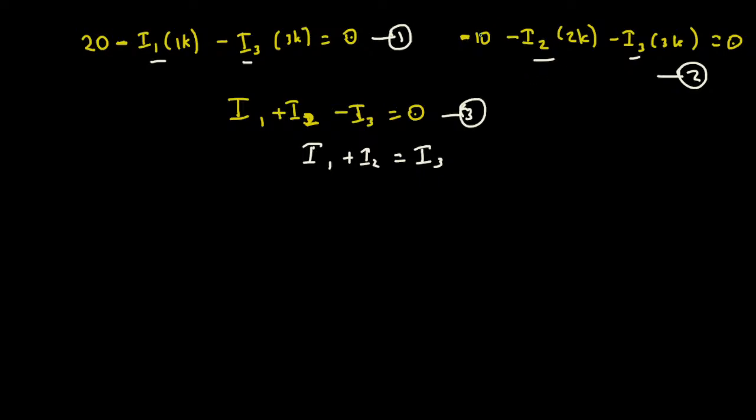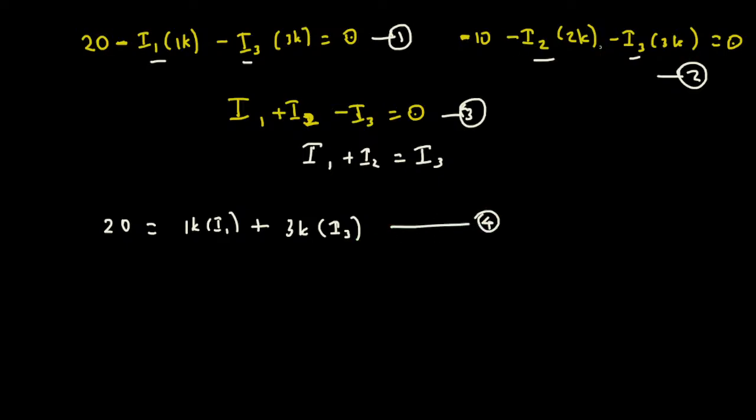If you look at these numbers, we can bring them to the other side. For example, this 20 is a positive number, so I keep it on this side and bring all the other terms to the other side. So this is going to be 1k times I1, and here we have a minus, so that's going to become a plus on the other side. So this is going to be 3k times I3. Let's call this equation number 4.